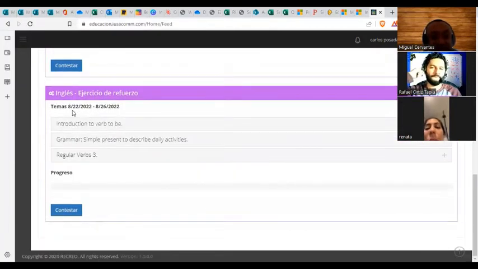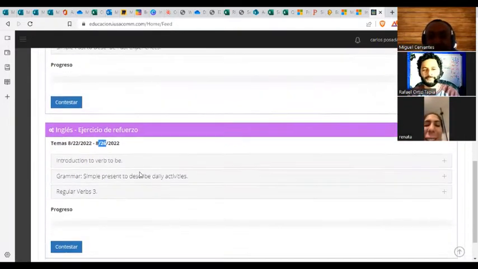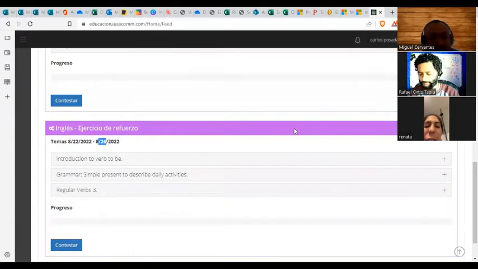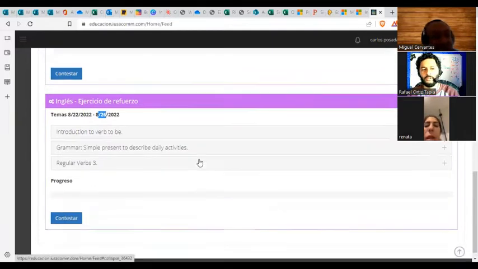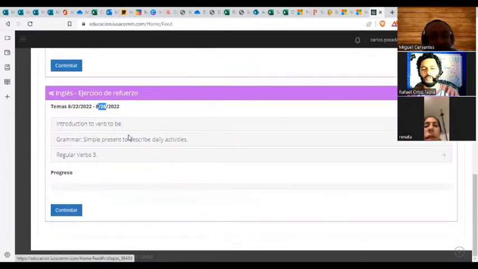Y tiene del 22 al 26 de agosto, nunca respondió, nunca entró. Va atrasado. Al rato voy a tener que hablar con él, con Carlos Posadas, para preguntarle por qué no has contestado. Ya lleva 3 semanas de atraso. Eso también te va a pasar a ti: si no contestas, vas a tener muchos pendientes. Y es algo bueno de Recreo.